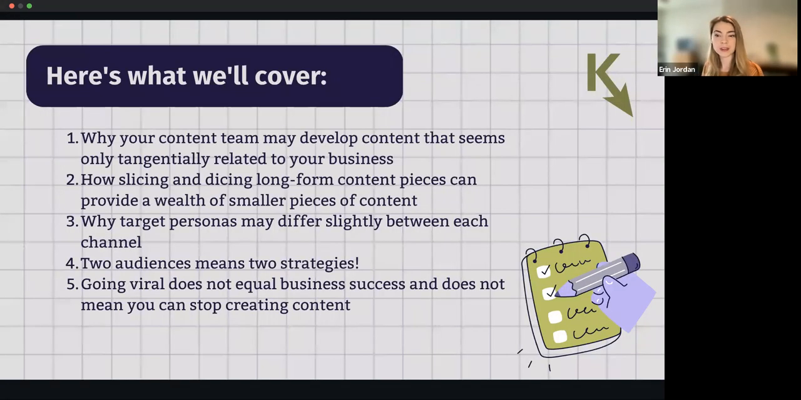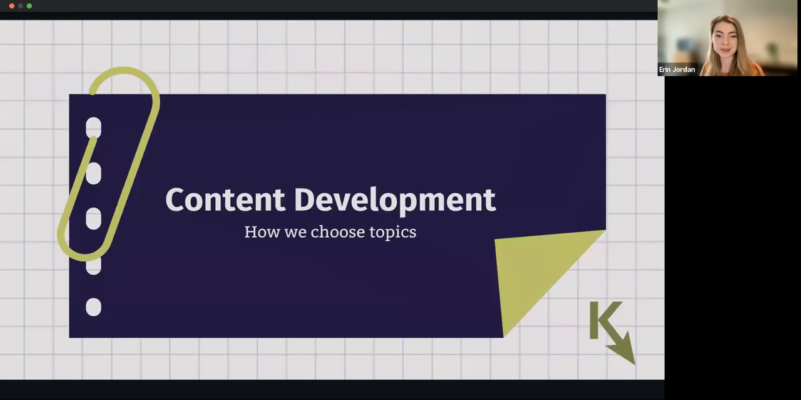So this is a quick summary of what we'll be telling you, the 5 things as a teaser. I'll let you look at this slide real quick, but we're going to get into each one of these a little bit more in depth. So let's go ahead and move on to point number 1. All right, so the first thing we're going to cover is when we're developing content and we're developing a content strategy, how we choose the topics that we're going to create content around.